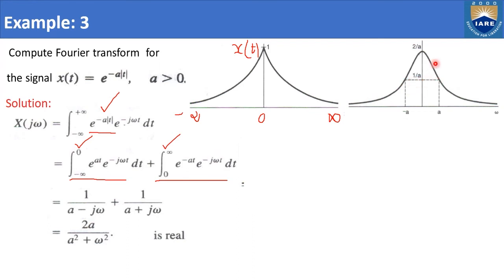Most of the energy is contained within minus a and plus a. That is the meaning of this. Most of the energy is concentrated between minus a and plus a here, and even in the previous example also, the same thing. That's why these signals can be called low pass signals.